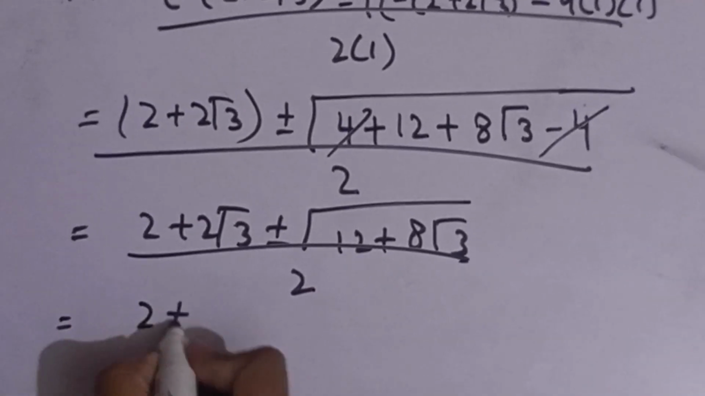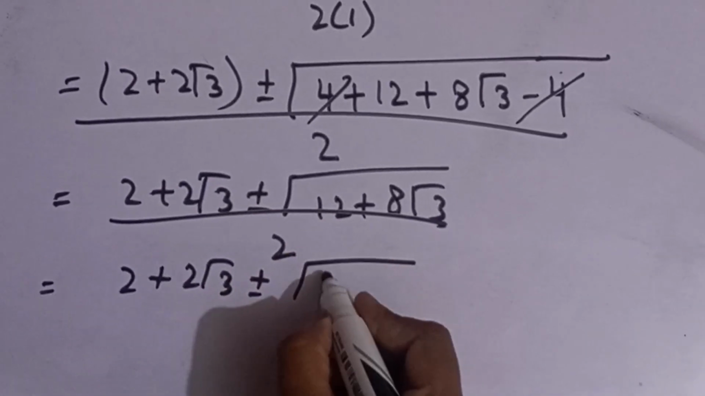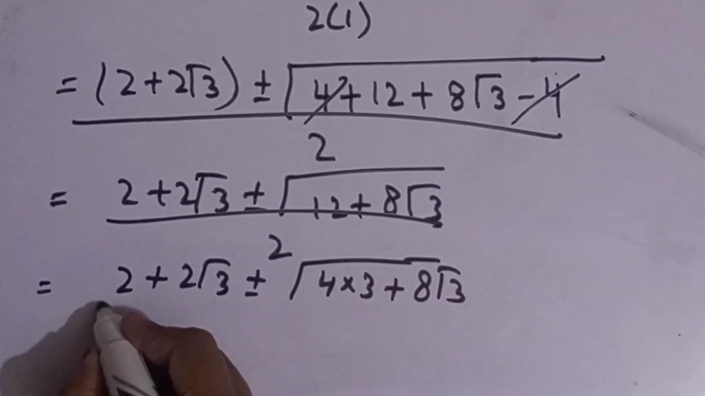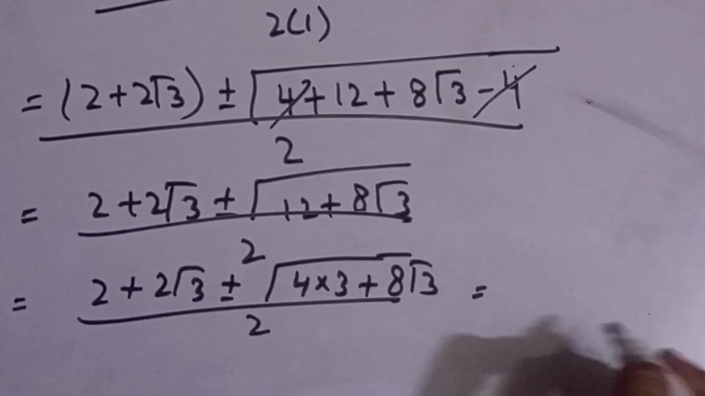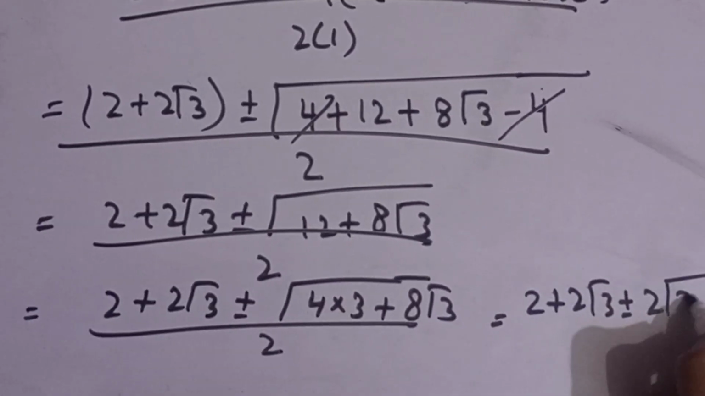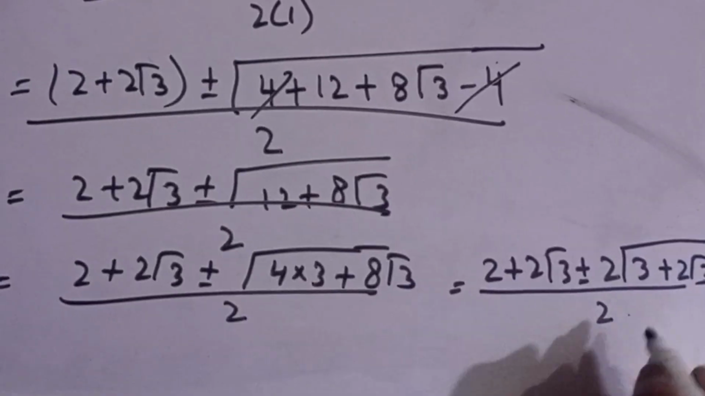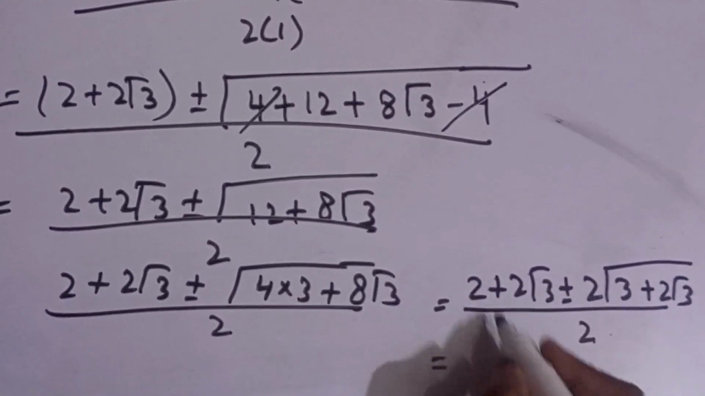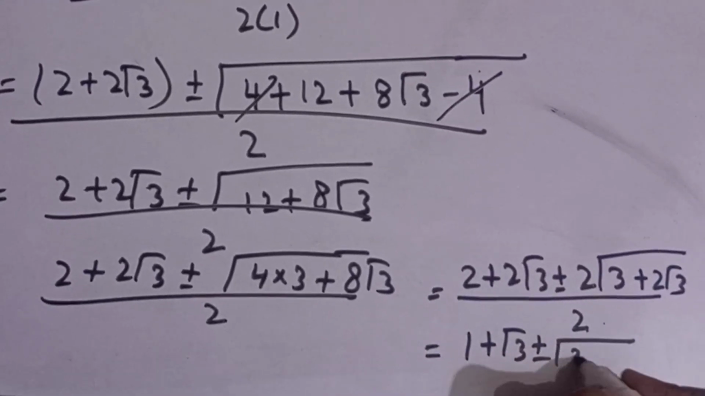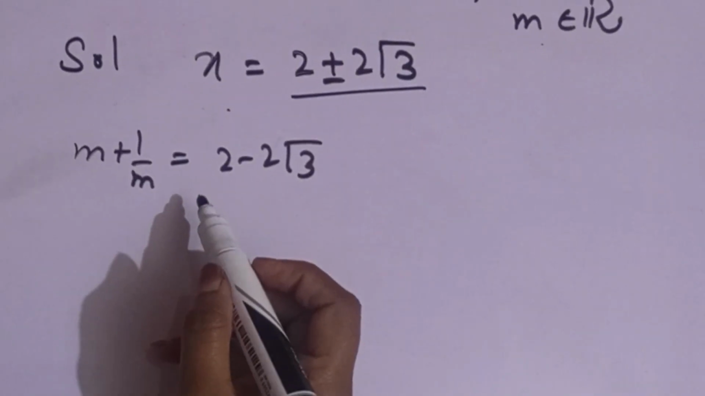So we write this as 2 plus 2 times square root 3 plus minus, we write this 12 as 4 multiply 3, which is equal to 12, and we copy the remaining value plus 8 times square root 3 over 2. So we write this as 2 plus 2 times square root 3 plus minus 2 times square root 3 plus 2 times square root 3 over 2. And we cancel this 2 in denominator, so the remaining value is 1 plus square root 3 plus minus square root 3 plus 2 times square root 3. This is the value of m in our question. So now we solve the second part.